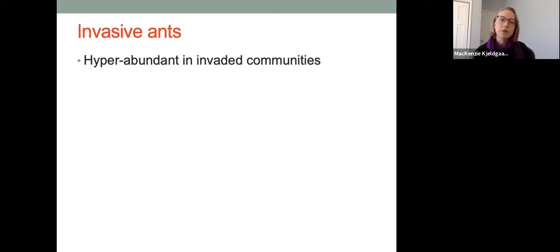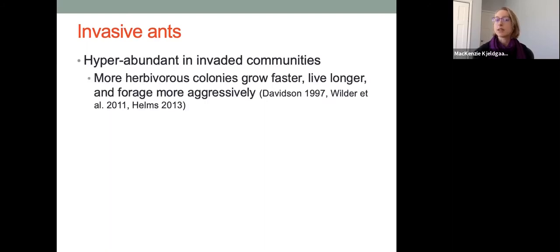And one of the possible reasons for how invasive ants are able to reach such a high abundance is resource use. So for many invasive ant species, we know that more herbivorous colonies tend to grow faster, workers live longer, and they also forage more aggressively compared to colonies that are more predaceous.